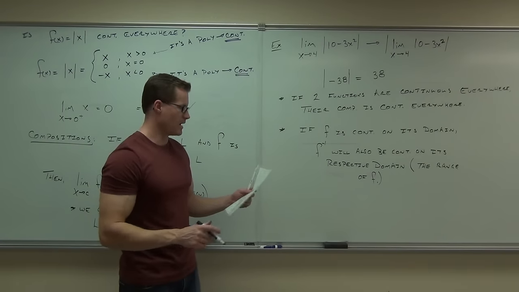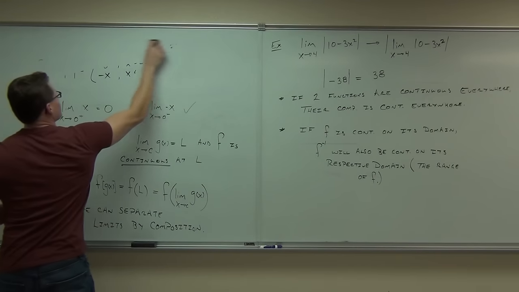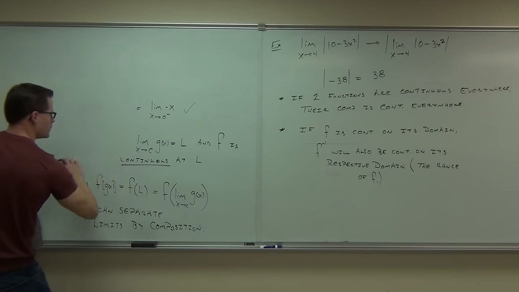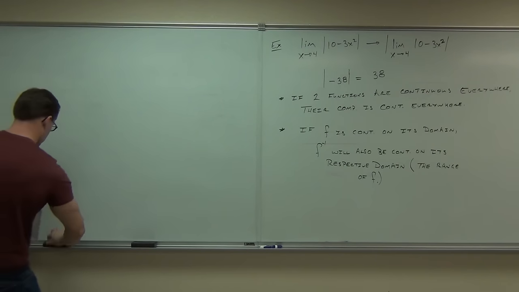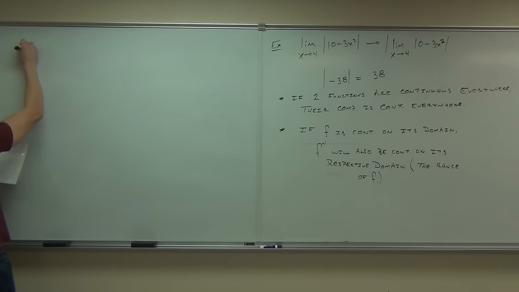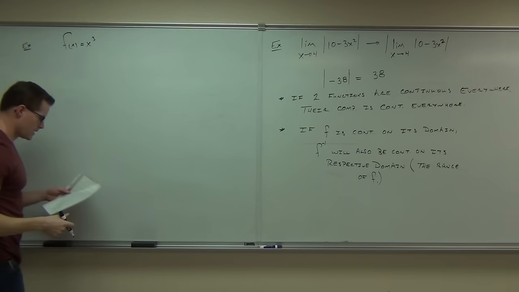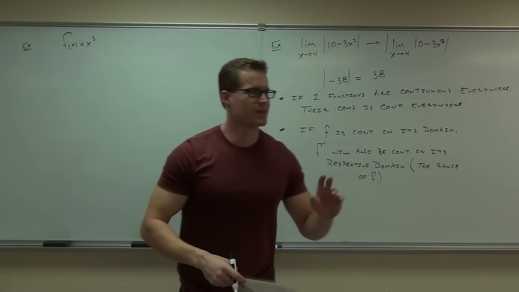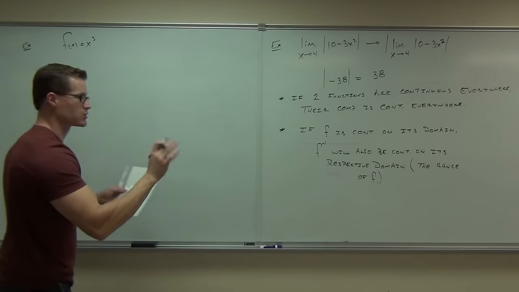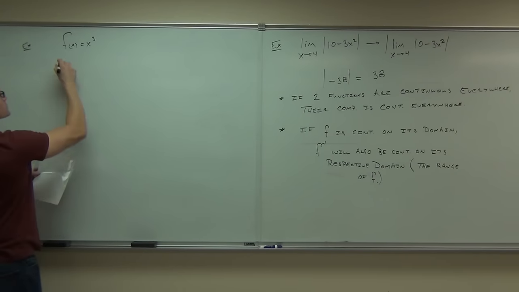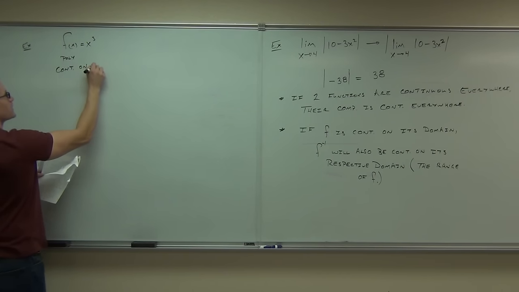Okay, in the last minute that we have, let me give you one quick example. Let's just say f of x is x cubed. Is x cubed a polynomial? Yes. That means it's continuous everywhere, on the entire domain, the entire real number system. It's continuous on negative infinity to infinity.